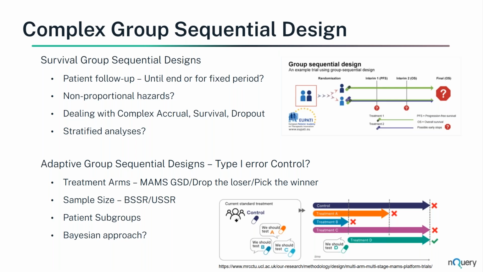Other things that might be considered in adaptive group sequential designs are sample size re-estimations. I discussed this in August's webinar on how to choose your effect size. I discussed this just briefly there at the end.